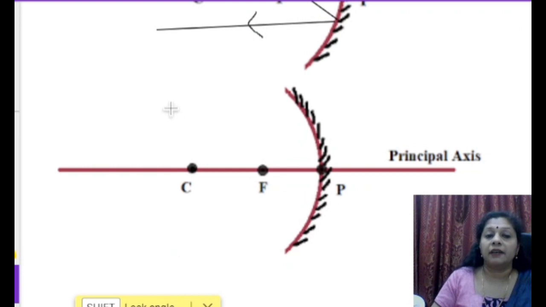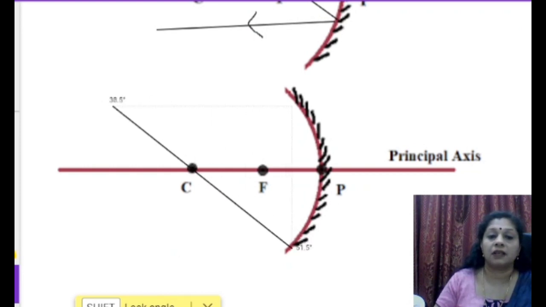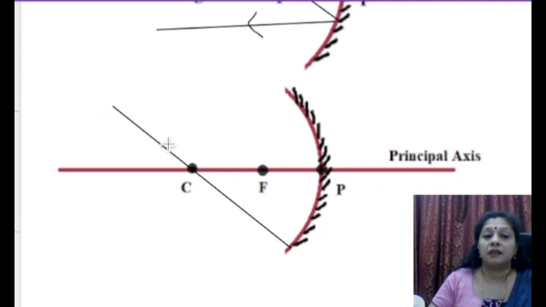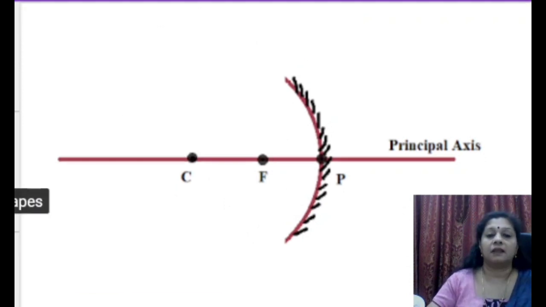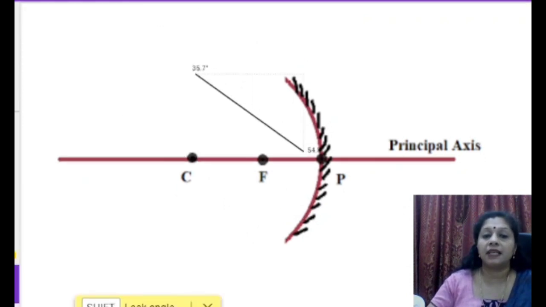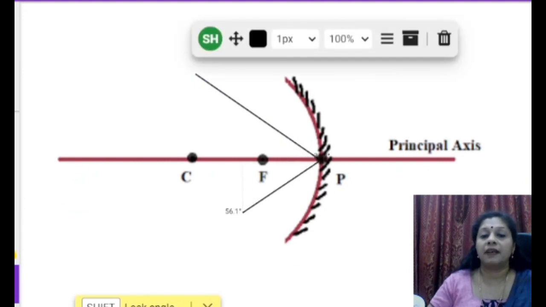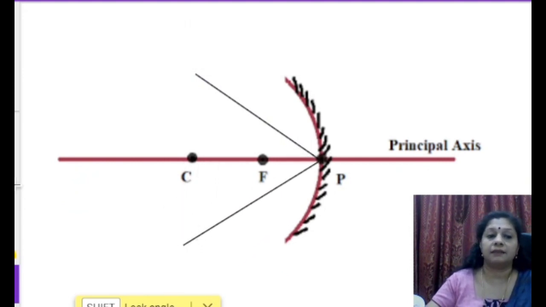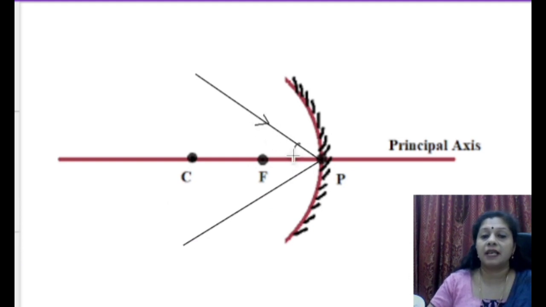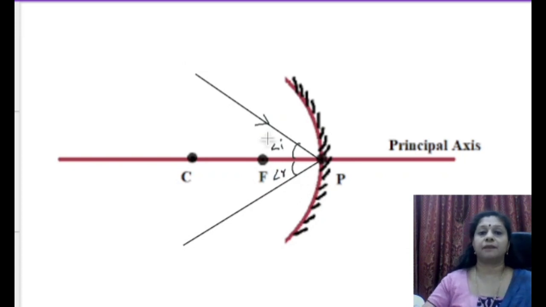The third rule is, if it is falling through the center of curvature, it will retrace its path. That means it will not undergo any deviation. It will go back because this is falling normal, meaning perpendicular to the surface. Now, if it is falling at an angle at the pole, and this is the normal, then it will reflect back with the same angle. That is, if this is the angle of incidence, with the same angle it will reflect back, that is the angle of reflection.